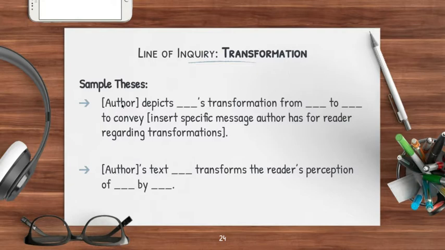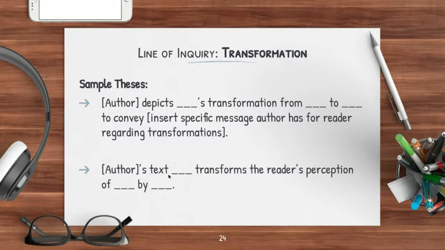Insert your author's name. So "blank depicts such and such's transformation from blank to blank to convey," and then insert that specific message that the author has for the reader about transformations, right? So I'll just make it up. John Smith depicts George's transformation from down and out, down on his luck guy to successful business person to convey... And then you would fill in something about this transformation, to convey you should never give up, right? Everyone can change their situation in life, et cetera, something to that effect.